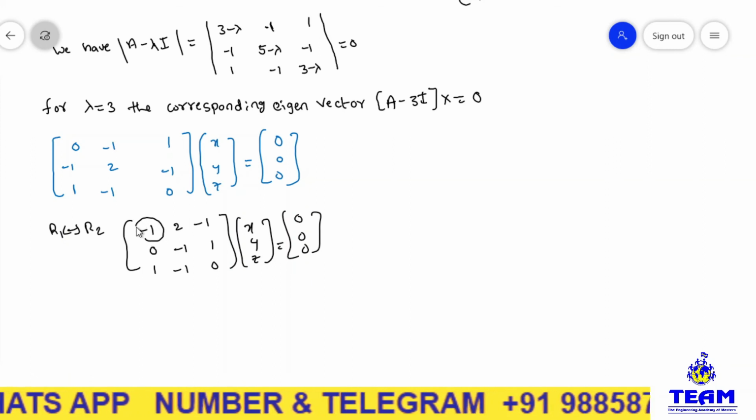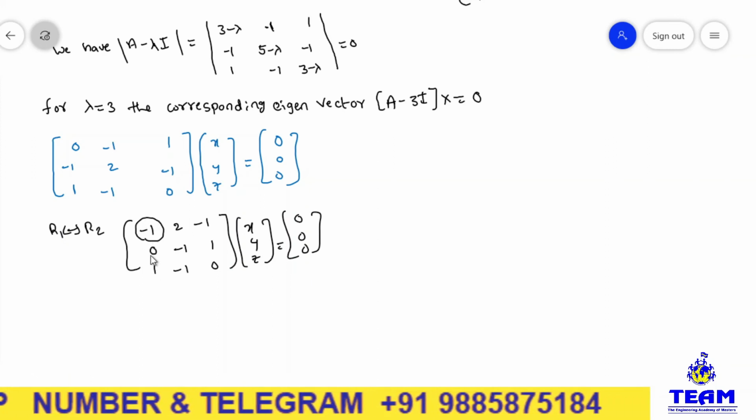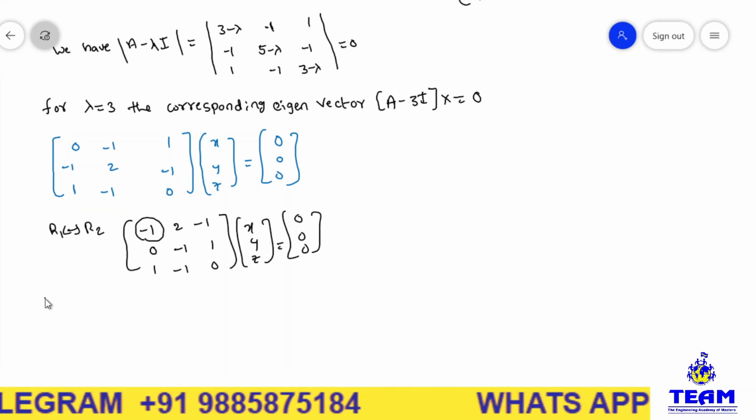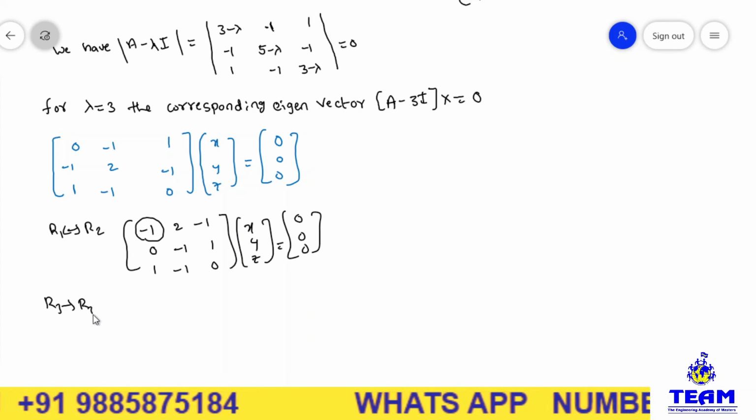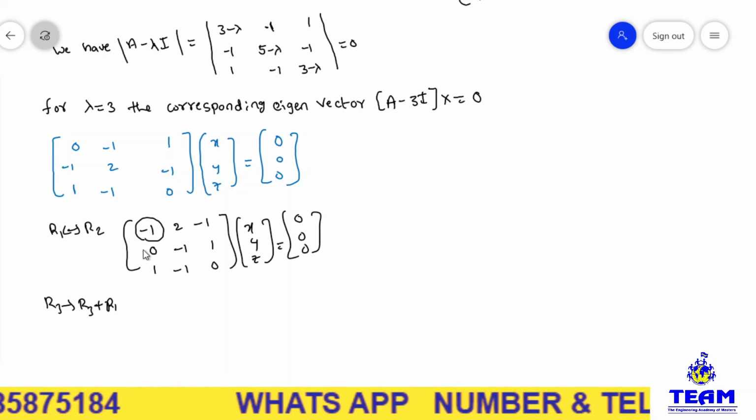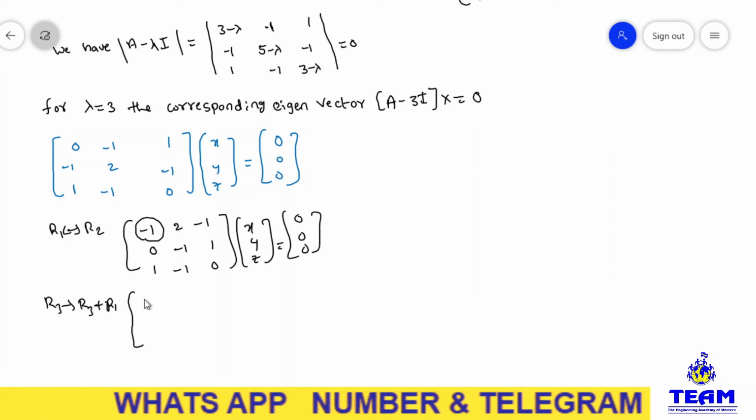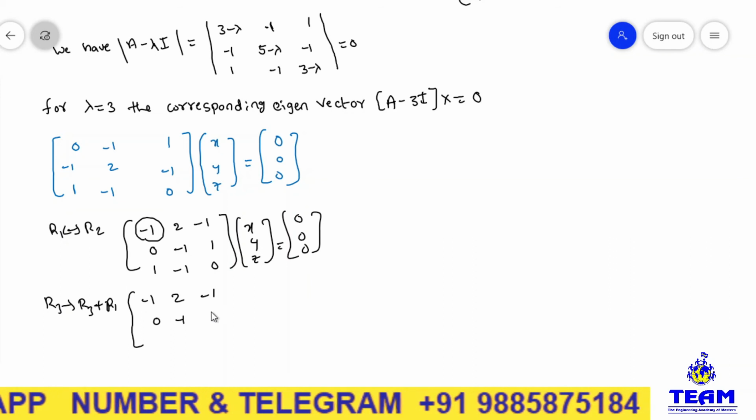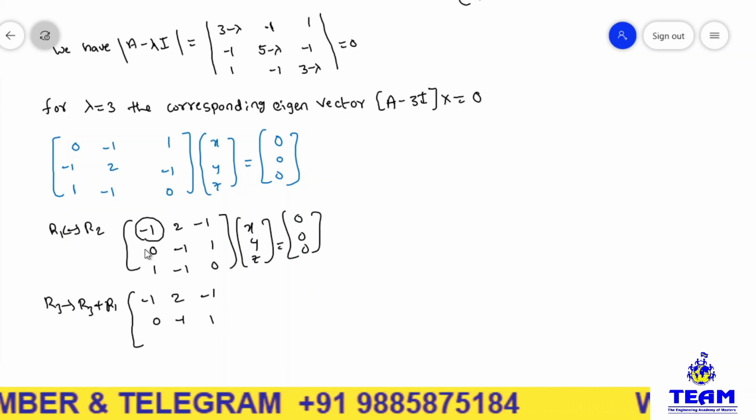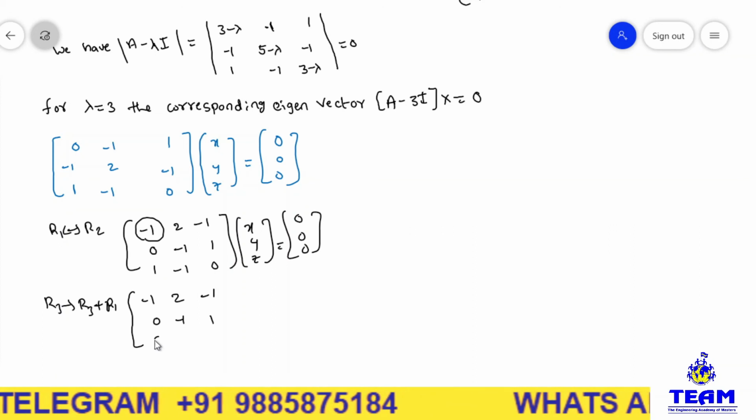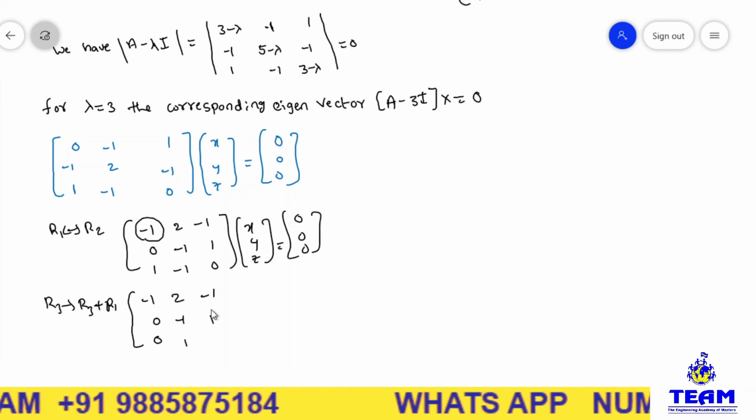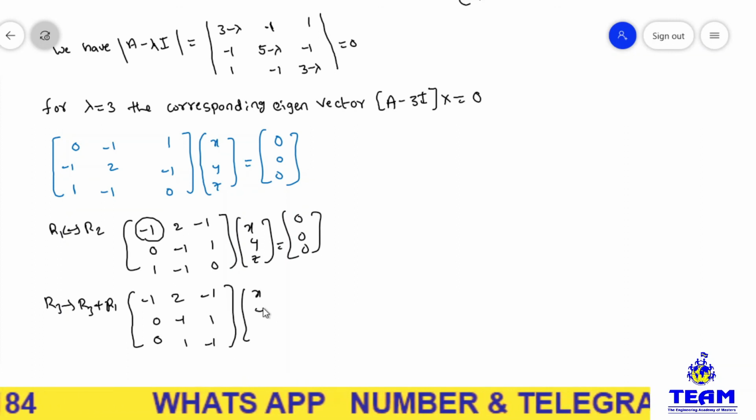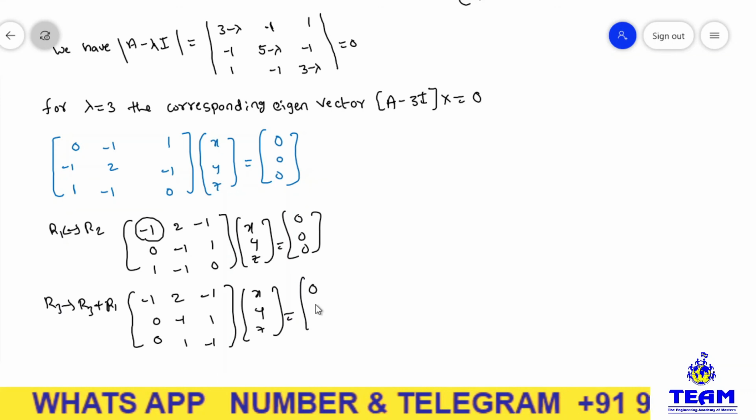Now use the first diagonal element to make the elements below the diagonal 0. Already the element below the second diagonal element is 0 in the second row. So now for the third row, apply R3 tends to R3 plus R1, because 1 minus 1 will be 0. First and second rows are as they are because we are applying the elementary operation on the third row. So 1 plus 1, 1 minus 1, 1 minus 1 means 0. Minus 1 plus 2 means 1. 0 minus 1, just adding here. Minus 1 into x y z is equal to 0 0 0.